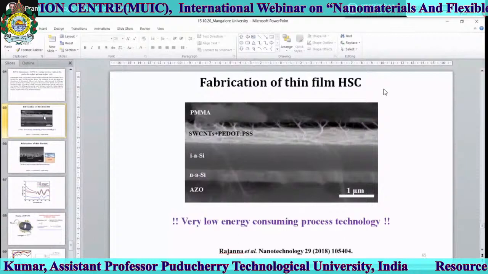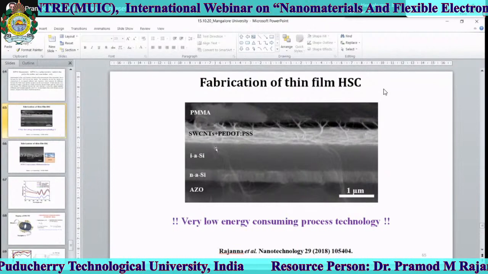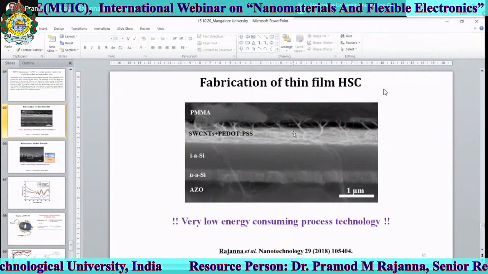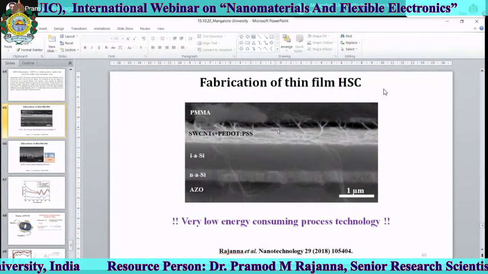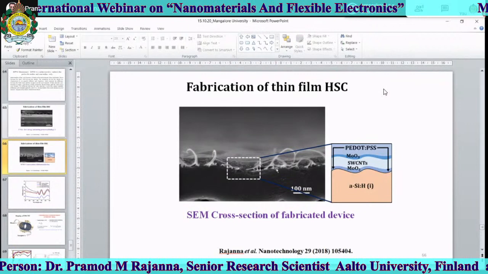So here you see the cross section, how it looks. What you see on the top is a very low content of the polymer, because of which in the starting work we did not have high device performance, because the resistance of this whole carbon nanotube PEDOT:PSS composite was still very high. But when we optimized it, this is how it looks. After the optimization, this is a device with about 9% efficiency.